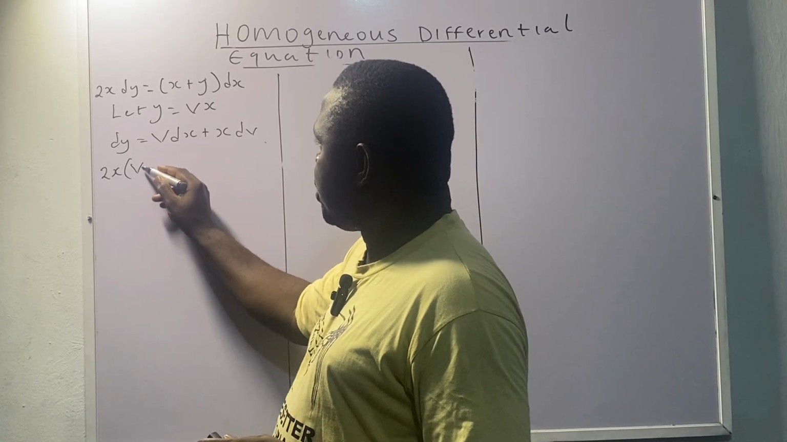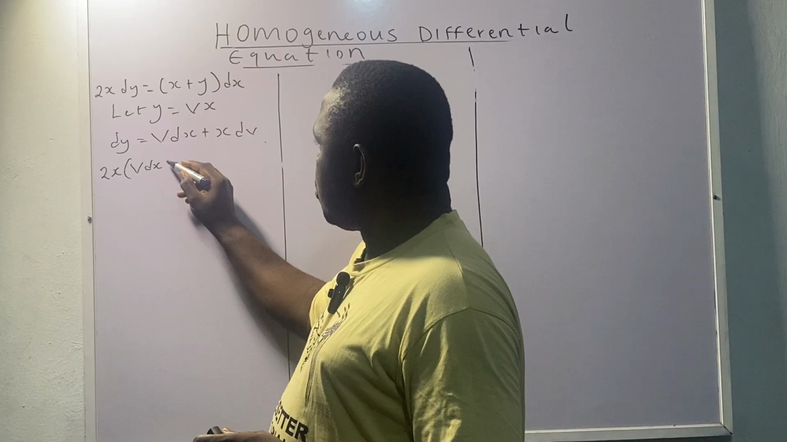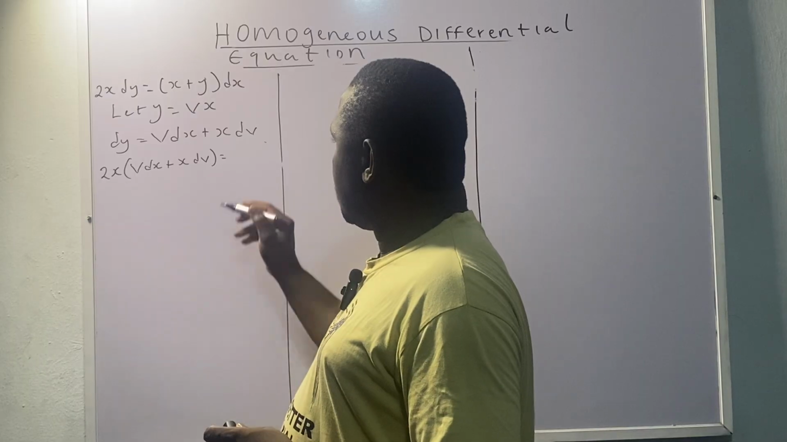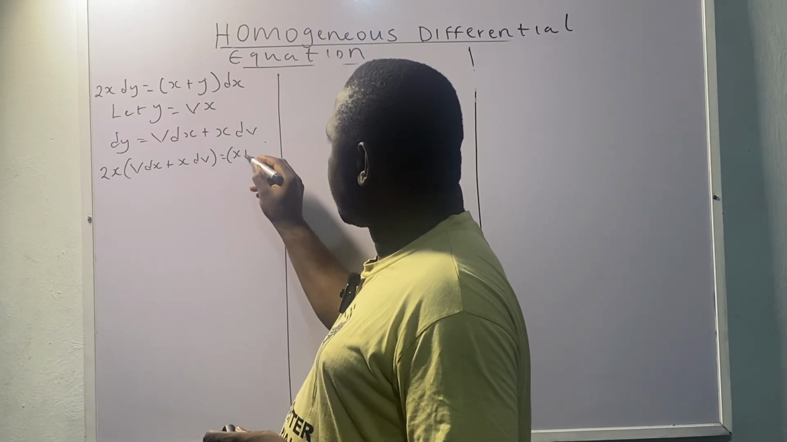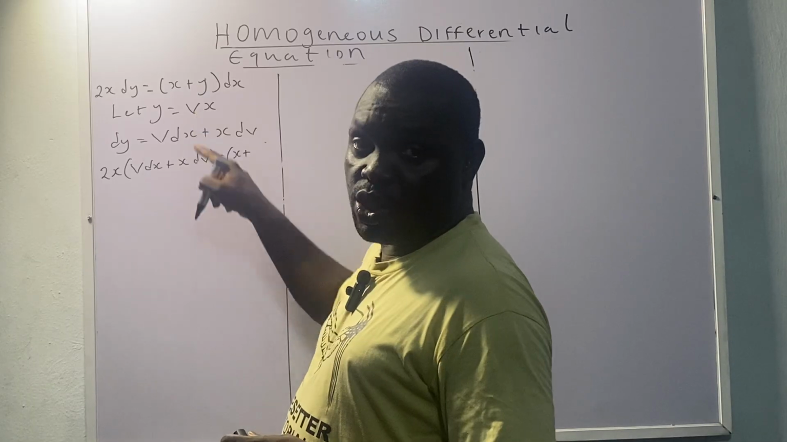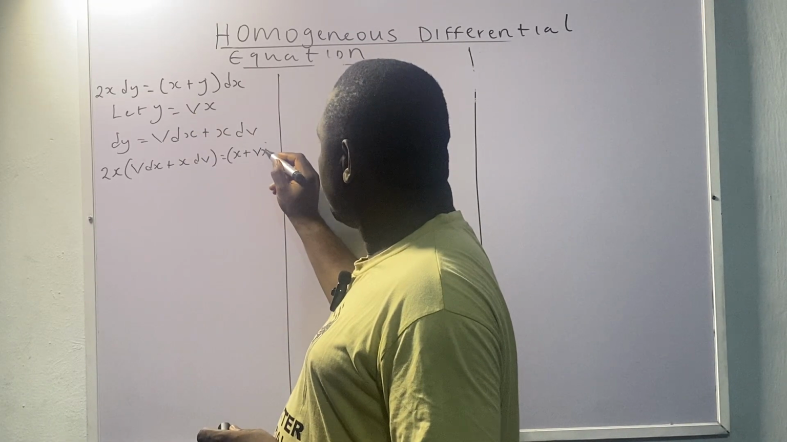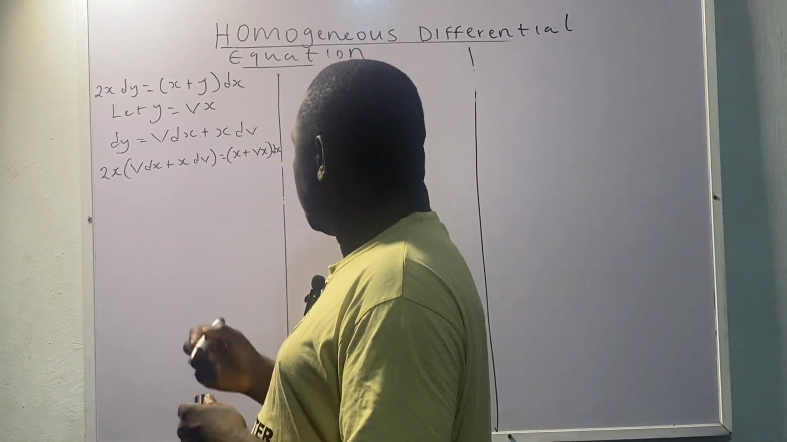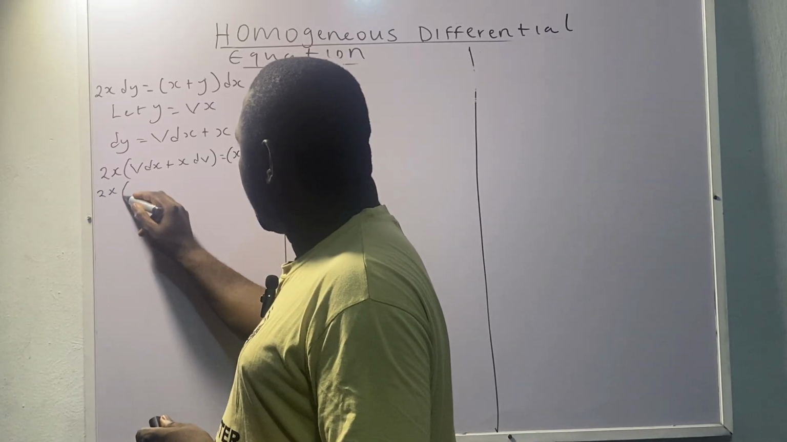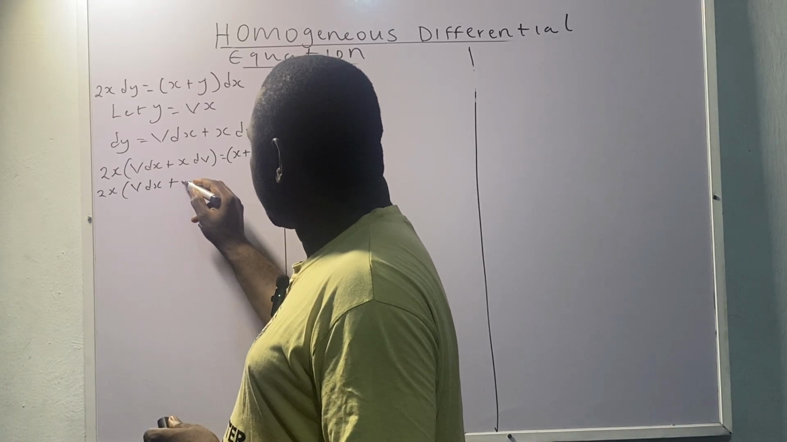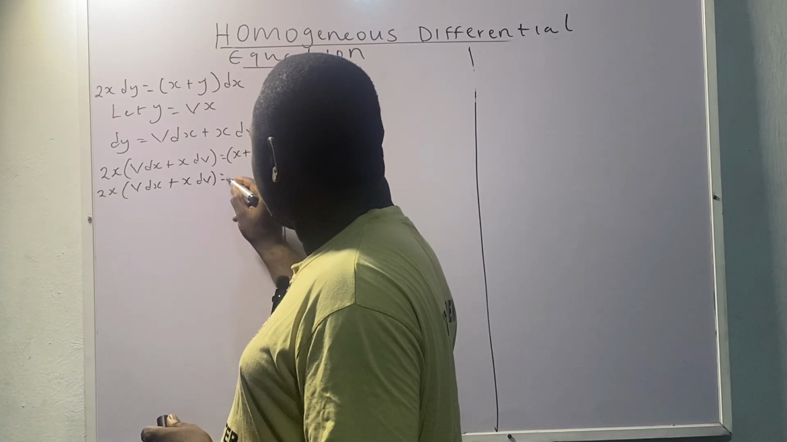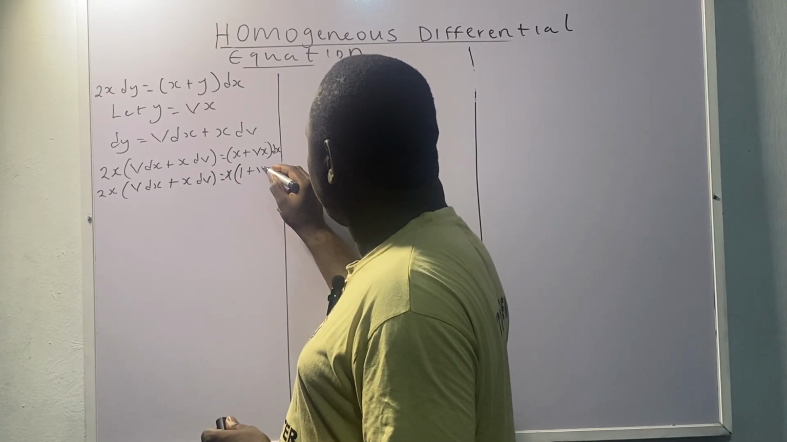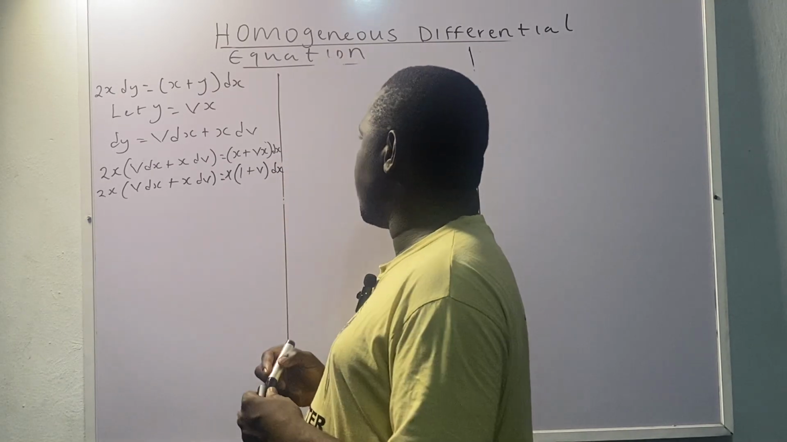Our dy is v dx plus x dv, and that equals x times our y. We said y should be vx, so put it here, vx, and then you have your dx here. So you have 2x (v dx plus x dv). So x is common, take it out. You have (1 plus v), and then you have dx.